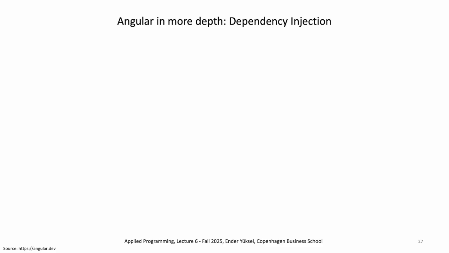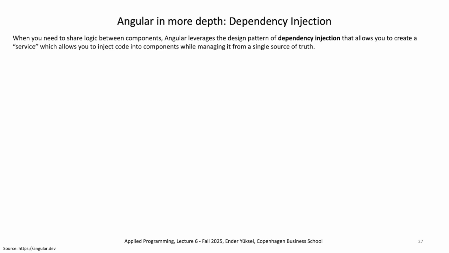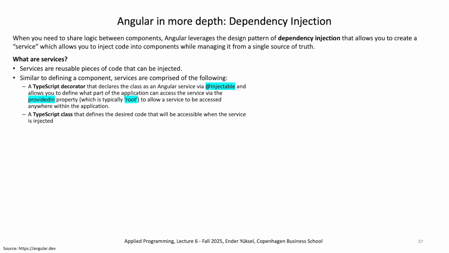Now let's look at dependency injection. When you need to share logic between components, Angular leverages the design pattern of dependency injection that allows you to create a service, which allows you to inject code into components while managing it from a single source of truth. What are services? Services are reusable pieces of code that can be injected.